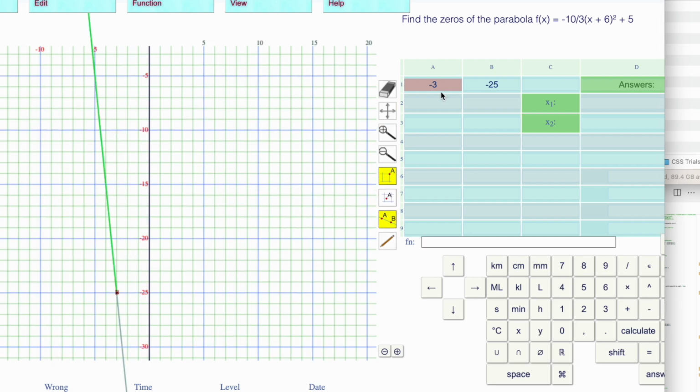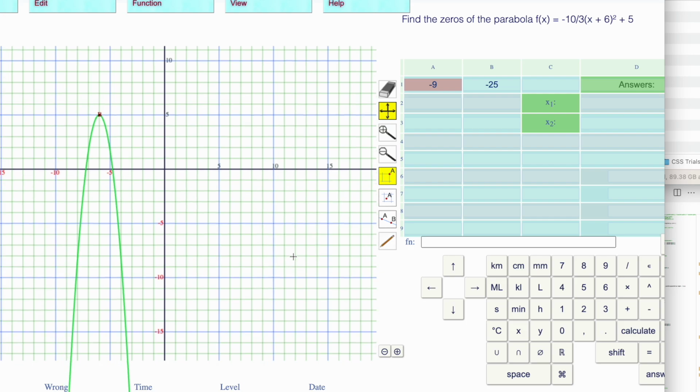Negative 3, negative 25 is right here. I'm going to go the opposite direction. I went from negative 6 to negative 3. If I went on the other end, we would have negative 9. When x is negative 9, we get a y value of negative 25. Our parabola looks like this. We have two zeros. We need to find the two zeros.